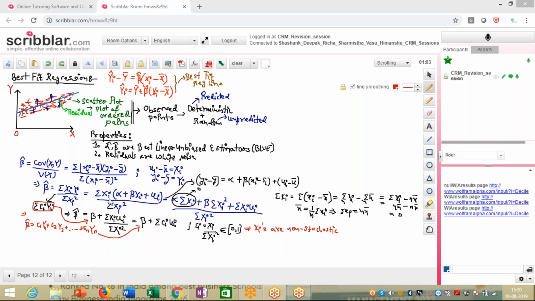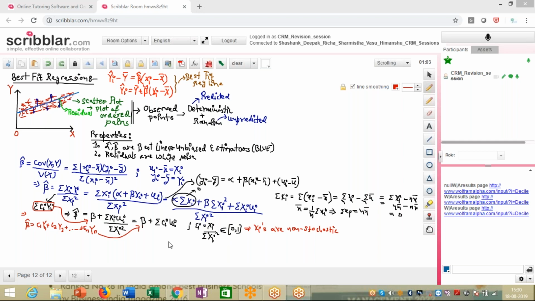So if you see, it's a summation xi plus beta xi, summation xi square plus summation xi ui upon summation xi square ui, right? So from there, I want to understand, you have derived summation xi as zero, right? Correct. And then we come out with the equation beta cap is equal to beta plus summation xi ui upon summation xi square, and then you derived ci, which took the LCM.